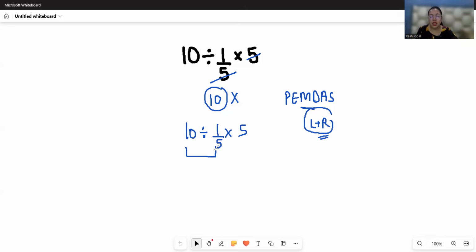So first, it's 10 divided by 1 by 5. So there are two different things, 10 divided by 5 and 10 divided by 1 by 5. This case is 2, but this case is 10 multiplied by 5 by 1, that is 50. So 10 divided by 1 by 5 is not 2, it's 50. So 50 multiplied by 5, that is 250.